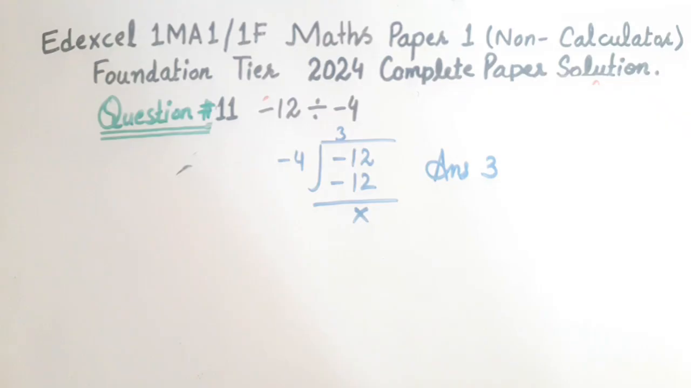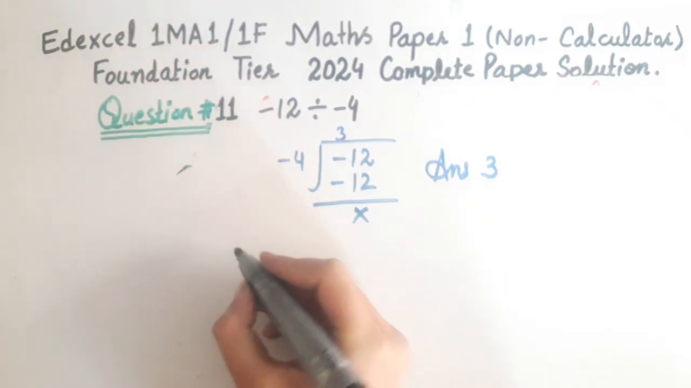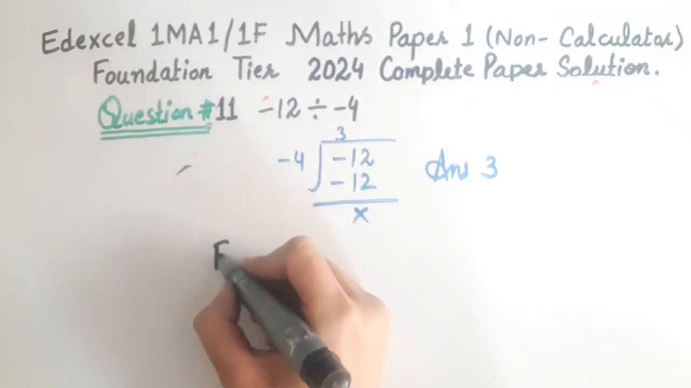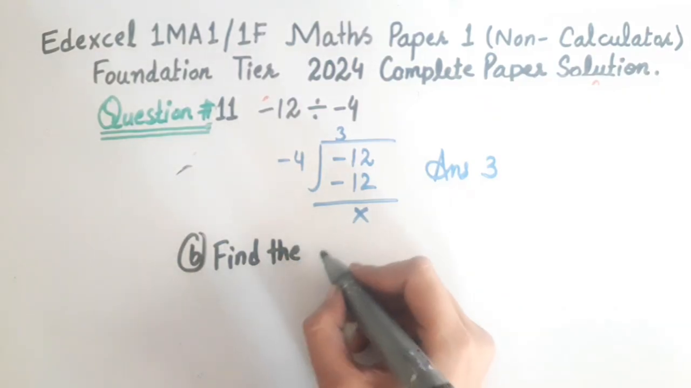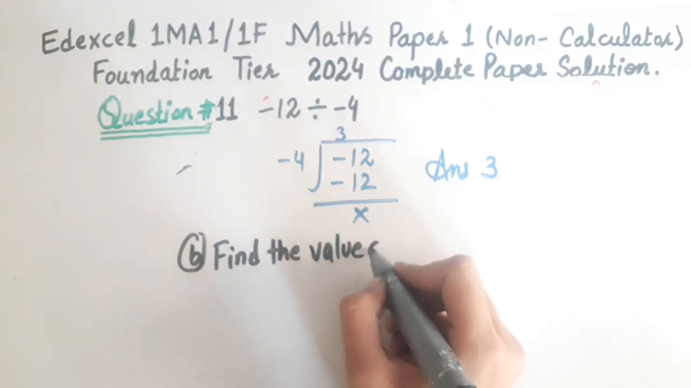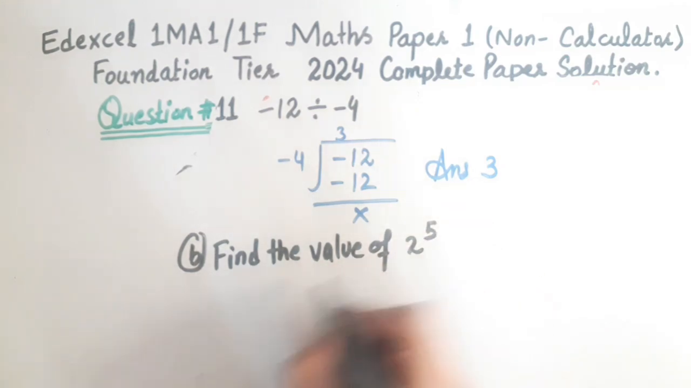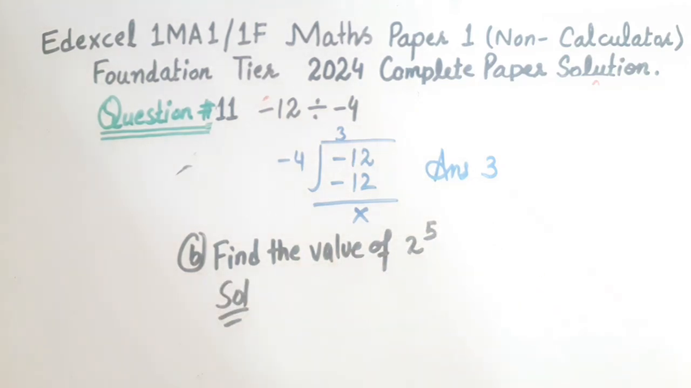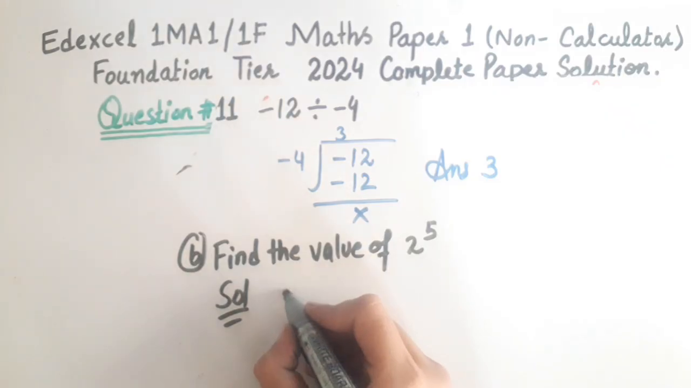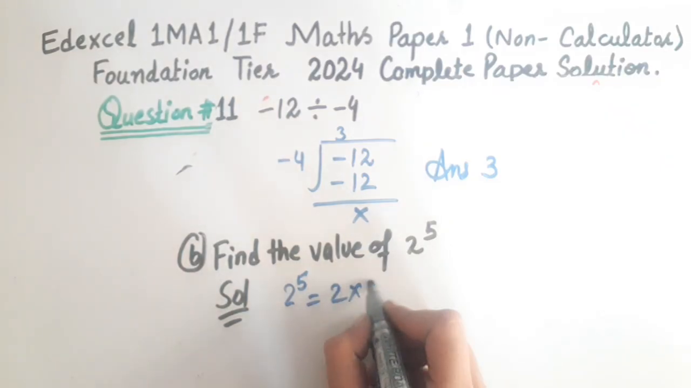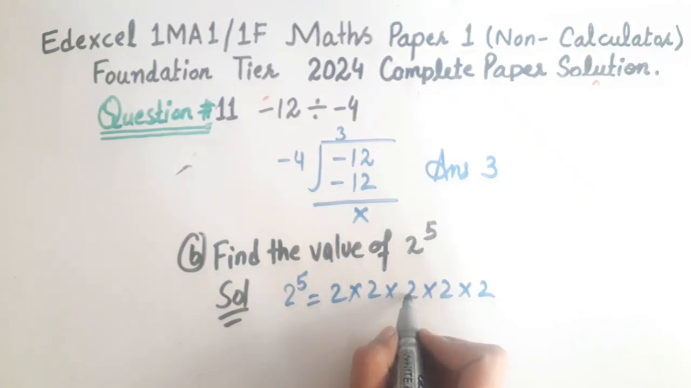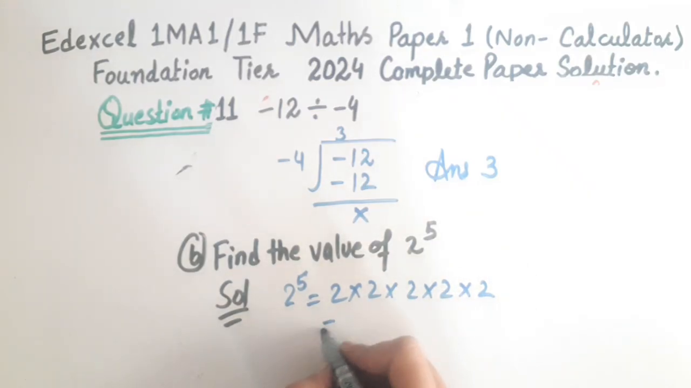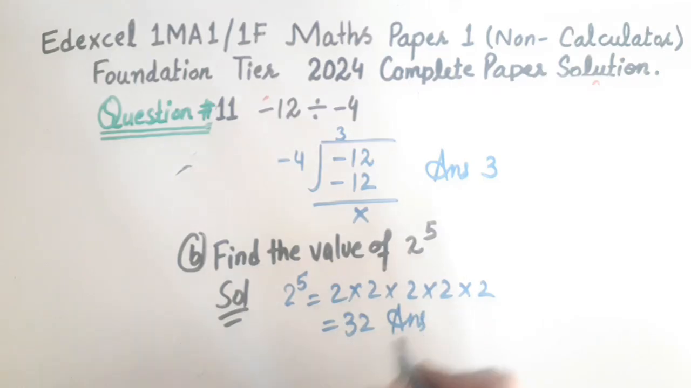Now there is a B part of this question: find the value of 2 raised to the power 5. So we will solve this as 2 multiplied 5 times. 2 2s are 4, 4 2s are 8, 8 2s are 16, 16 2s are 32. So 32 is the answer.